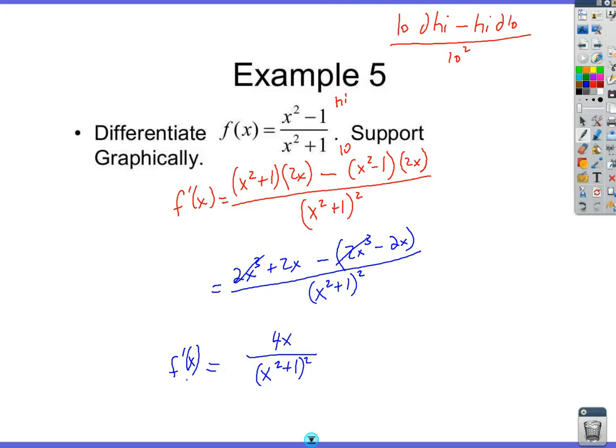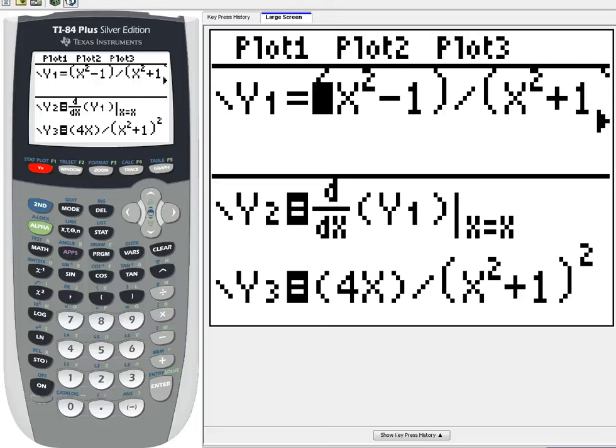So let's go to my calculator, and I've already preset it up. If you need to pause the video to get everything set up, here's the order. y1 is my function that I typed in, x squared minus 1 divided by x squared plus 1. Then y2 I have as the derivative of y1. And then y3 I put in the function that I got, which is 4x divided by x squared plus 1, squared. I took off the equal sign here so that the only two being graphed are y2 and y3.